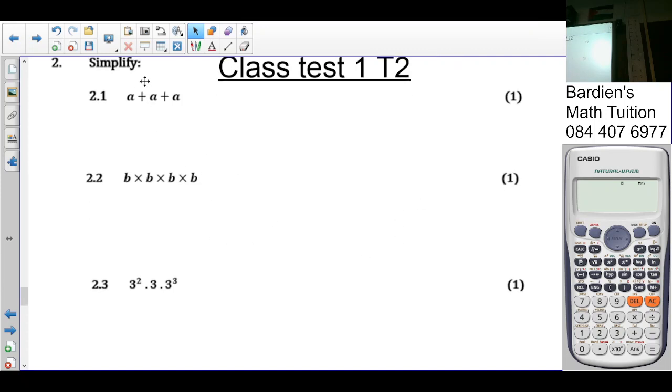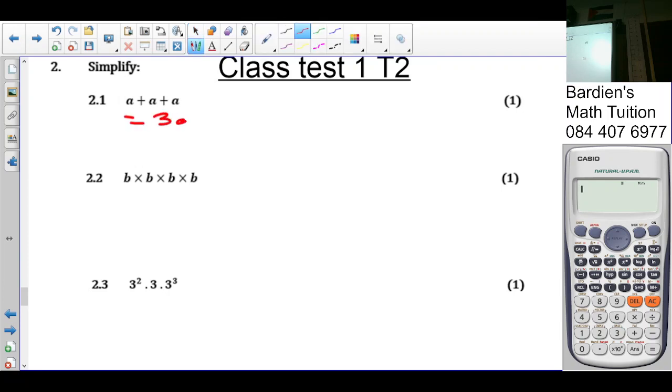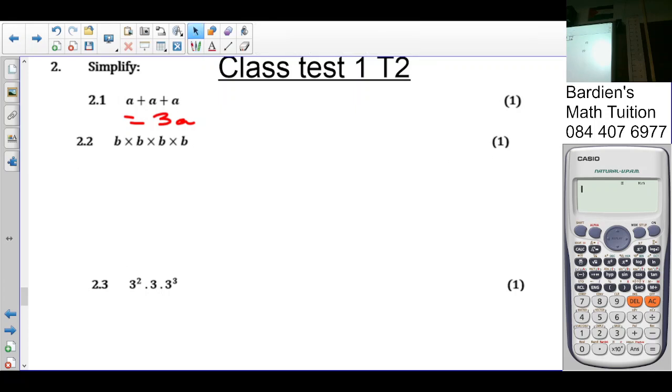The first one is a plus a plus a. That will simply be 3a. You all agree with that? The next one is b times b times b times b times b. B to the exponent 4.